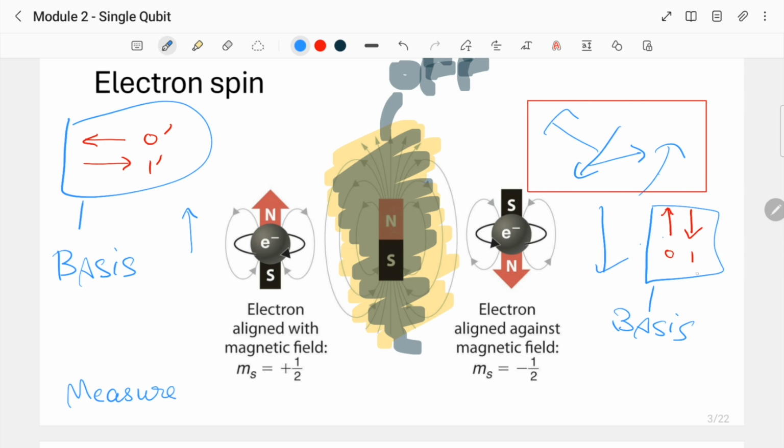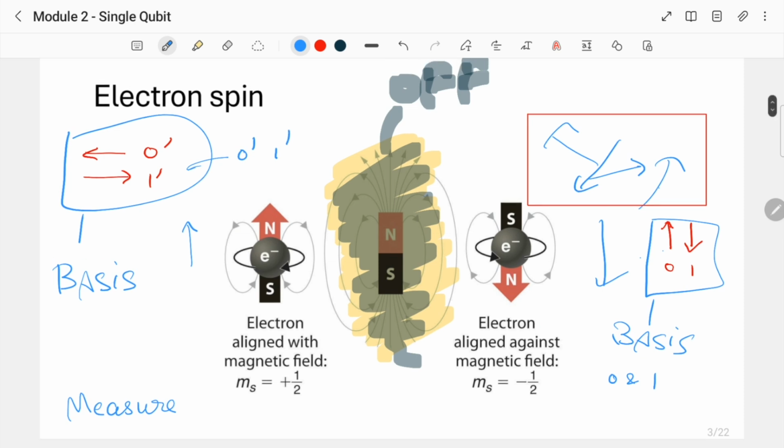So if I choose to measure the qubits in these states, my qubit is in a superposition of 0 and 1. If I choose to measure the qubit in these states, my qubit is in a superposition of 0 dash and 1 dash. And now I want to measure the qubits. I want to measure the electron spin. I will simply turn on my magnetic field again.